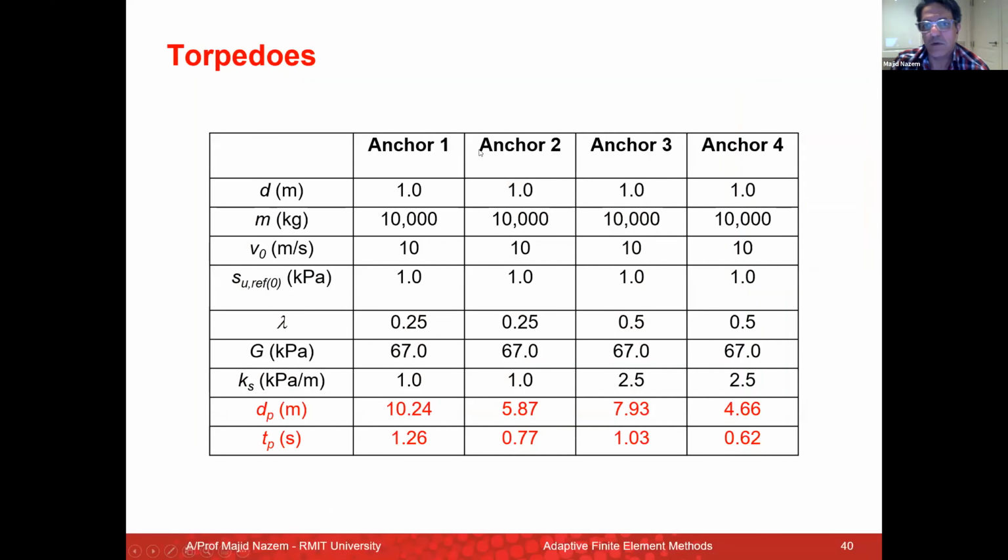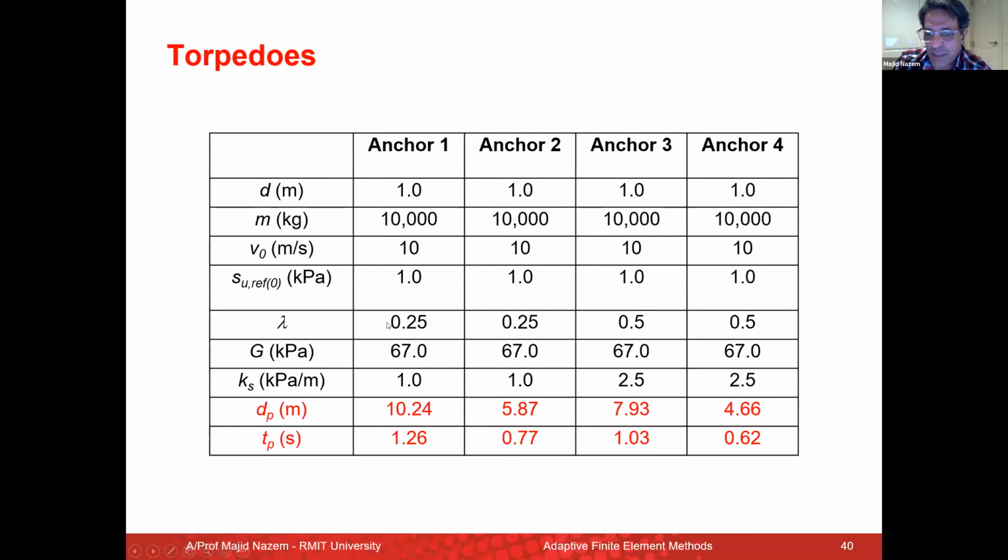Now, I'm going to show you the results of four torpedo anchor simulations using undrained analysis. So a bit bigger: diameter is 1 meter, mass is around 10 tons, impact velocity of 10 meters per second.